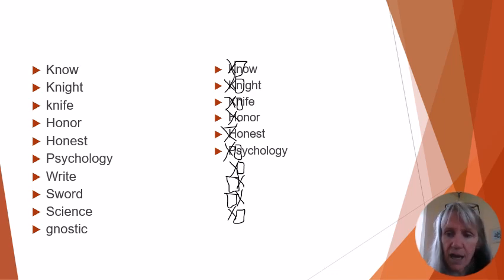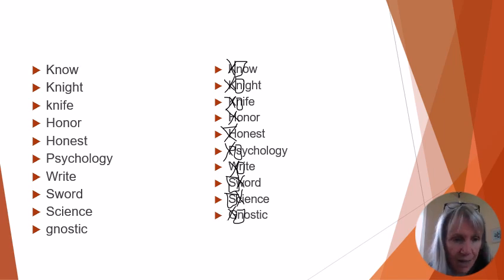In right, I would take away my w and start boxing the r. Sword, I do this for sword, but I take away the w. Science, I take away the c and box the s. And in gnostic, I cross off the g sound and start with the n. So when we have silent letters in English, it's one of the things that complicates our language.